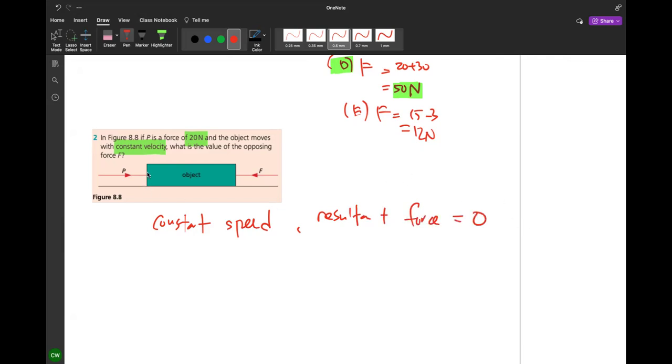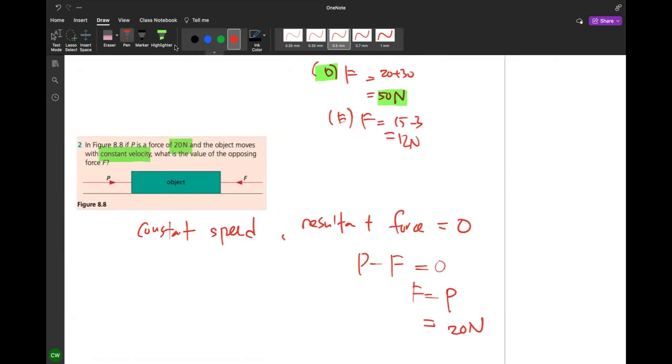So when resultant force is 0, means the P minus F is 0. So if P minus F is 0, what is F? F is equal to P. What is P? This is 20. So it's just 20 Newton. You have to write this one. You cannot straight away write the answer because this is physics. You need to explain why.